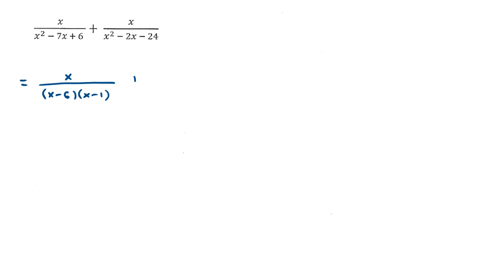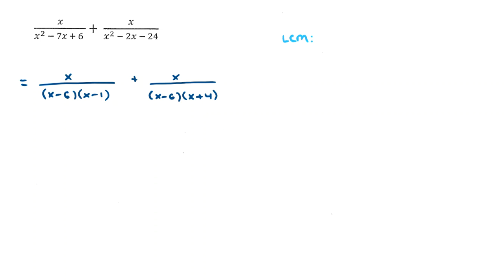With the second rational expression, we have x over x squared minus 2x minus 24. There are factors of negative 24 that add up to negative 2, and those factors would be x minus 6 and x plus 4. So negative 6 times 4 gives us negative 24, and the two numbers add up to negative 2. So that's how we decide on the factors of the second rational expression's denominator. Now let's go ahead and talk about LCM.